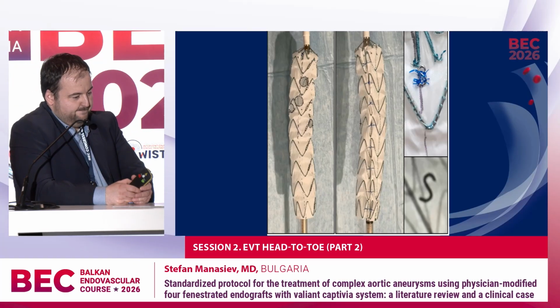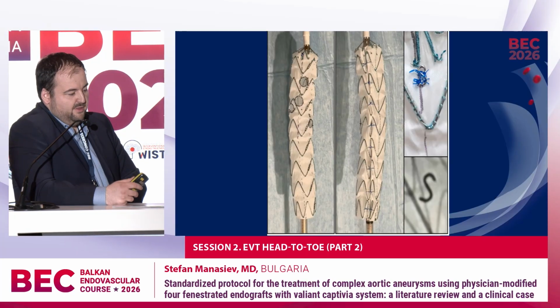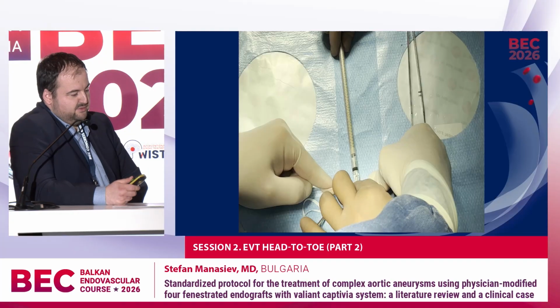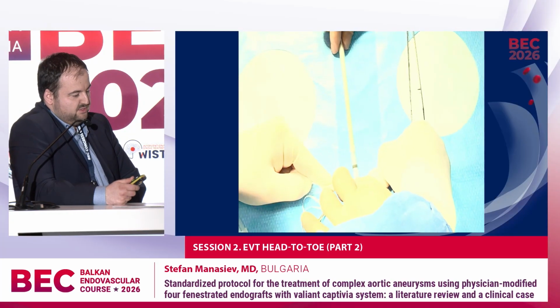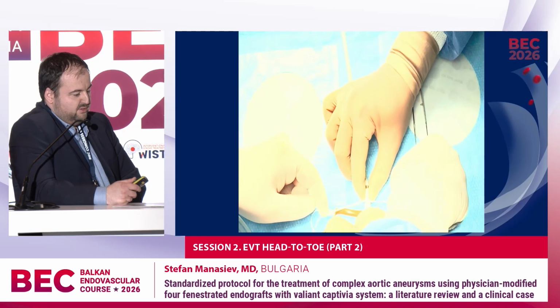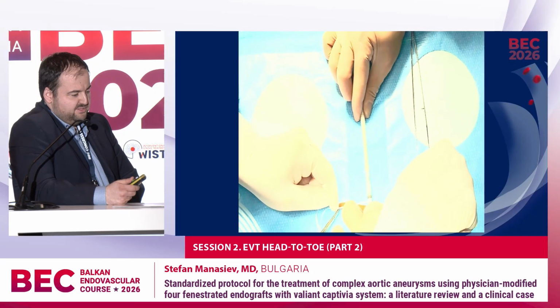It reduces the diameter of the graft by 20 to 30%, and we can do partial rotation when we deploy the endograft in the human body. This is the resheathing of the endograft to the delivery system with a vessel loop. We have to watch for malrotation of the fenestrations.